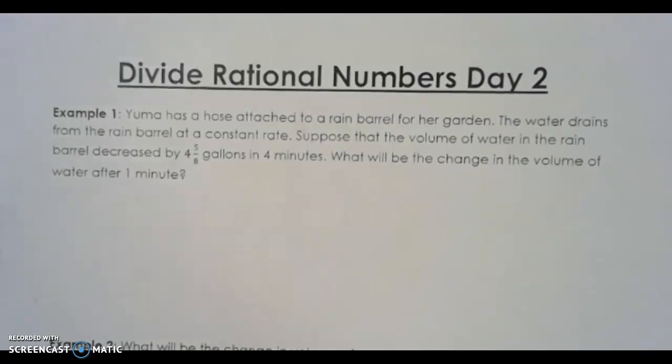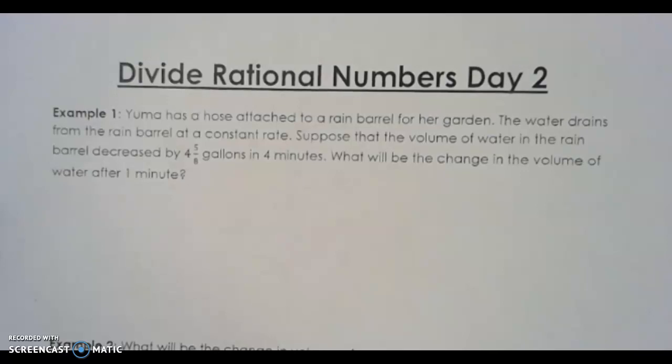In the lesson today, you're going to have more practice dividing rational numbers. In example 1, we're told that Yuma has a hose attached to a rain barrel for her garden. The water drains from the rain barrel at a constant rate. Suppose that the volume of water in the rain barrel decreased by 4 5/8 gallons in 4 minutes. What will be the change in the volume of water after 1 minute?